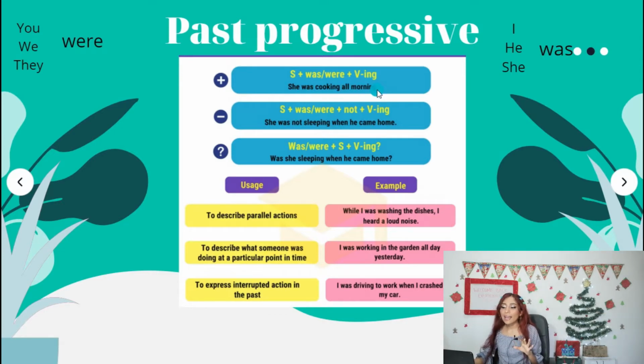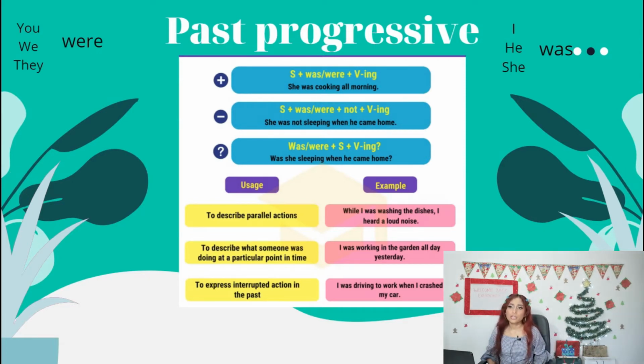So this is like something added to the sentence. The main parts that a positive sentence needs to have are the subject, as we have she, the verb to be in past, was or were, in this case we have was, and the main verb in ing, the gerund, cooking in this case. Now, how do we make negative sentences?